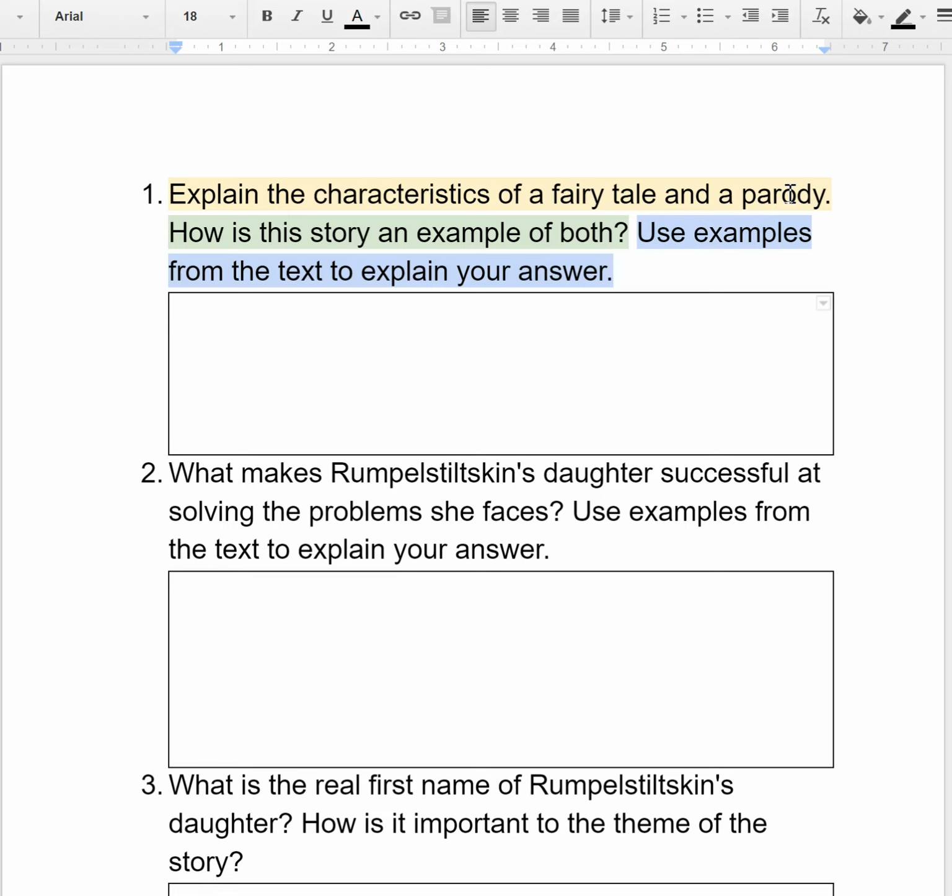Think about if you've read, of course, the story of the Three Little Pigs. And then they have the parody, the true story of the Three Little Pigs, where it's an imitation of that work, but they put a funny twist on it by telling it from the perspective of the wolf.